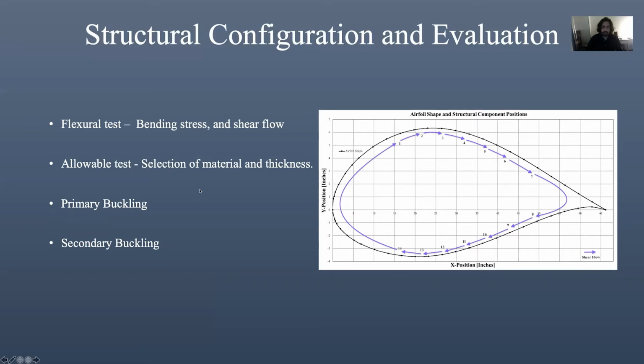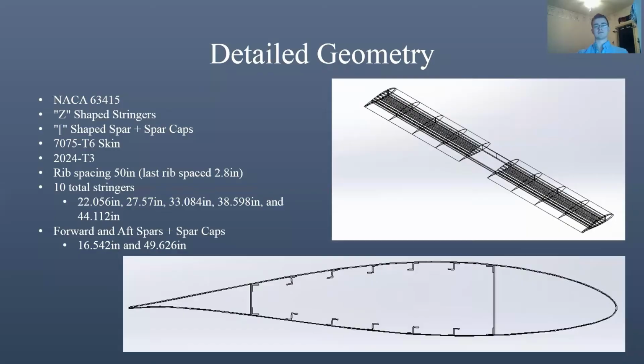Bend it, break it, is it stable? Let's talk more about the wing geometry. For the rib and the skin, we used a NACA 63415 airfoil shape, and the skin was 0.032 inches thick, while the rib sections were 1/4 inch thick.